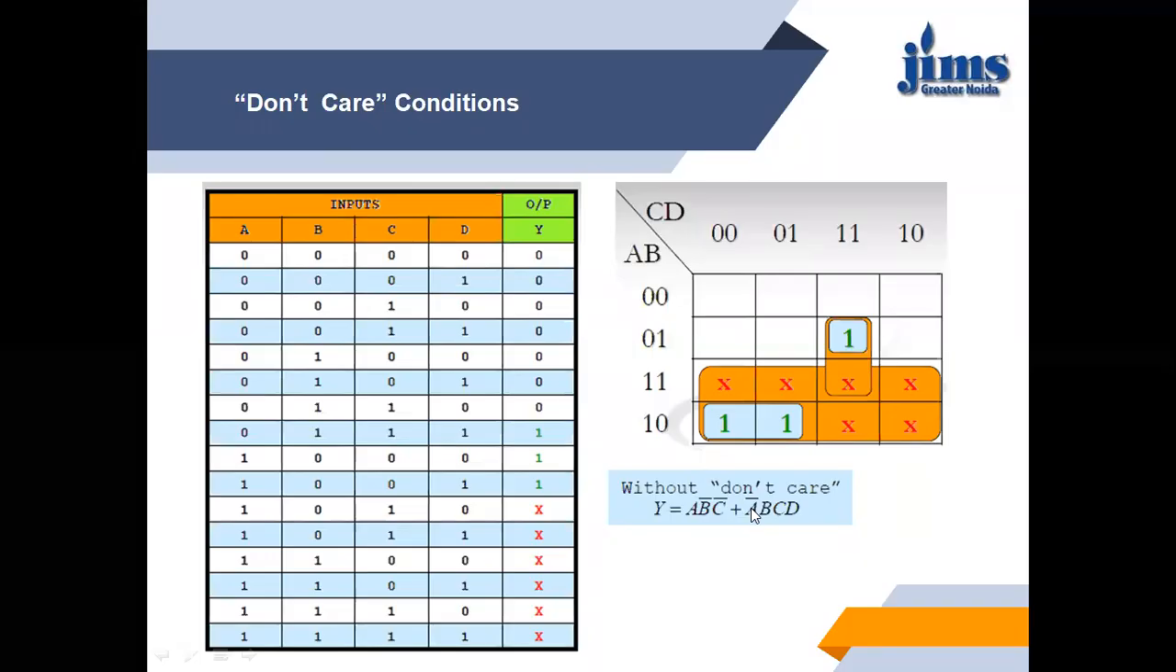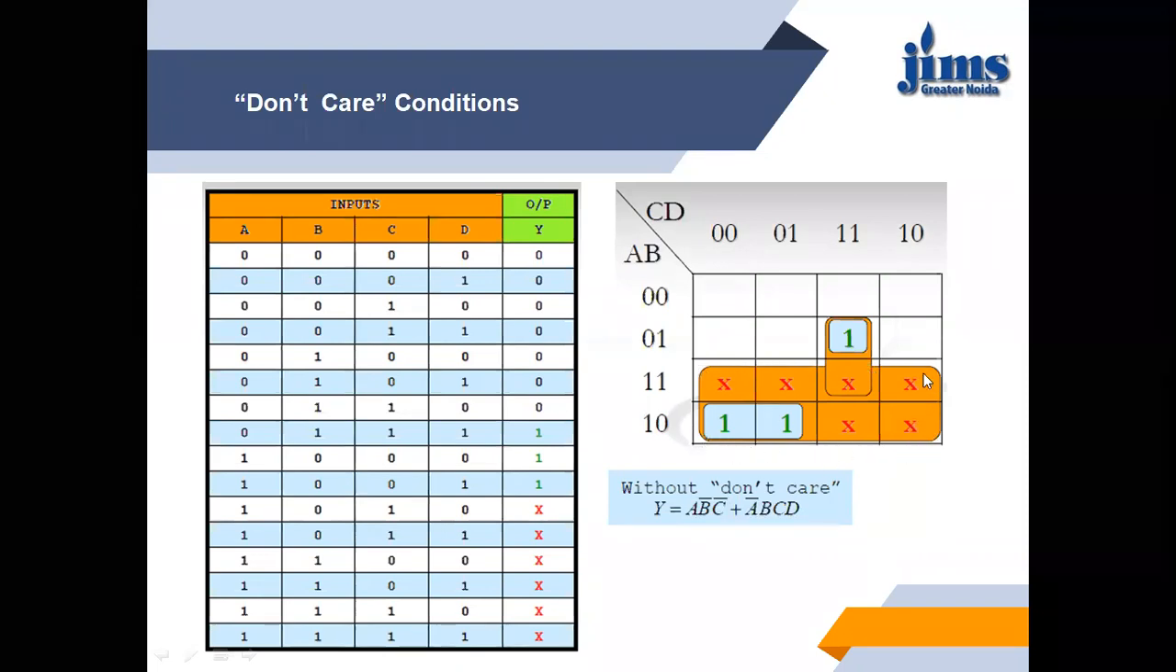We need an AND gate with 4 inputs here, and we need an OR gate. So one 3-input AND gate, one 4-input AND gate, and an OR gate. Now consider the case when we are using the don't care. When we are using don't care, then it will be an octet.